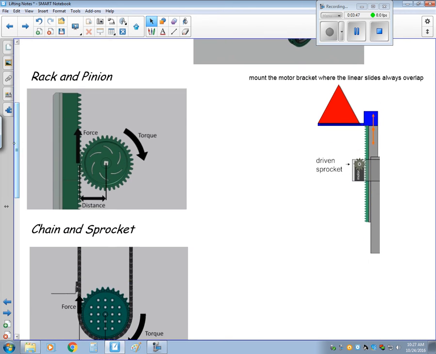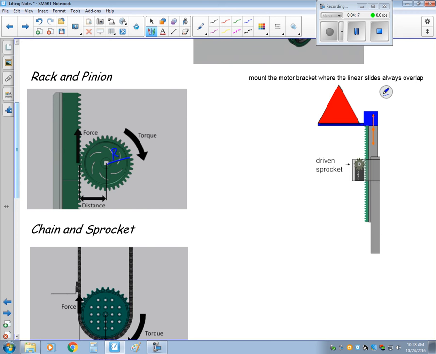The first way is a rack and pinion. So for a rack and pinion, we have a gear moving along the linear motion racks. And we have torque being applied, so we have the motor applied to the gear, or we can have the motor applied to the rack as well. Now this gear has a radius.